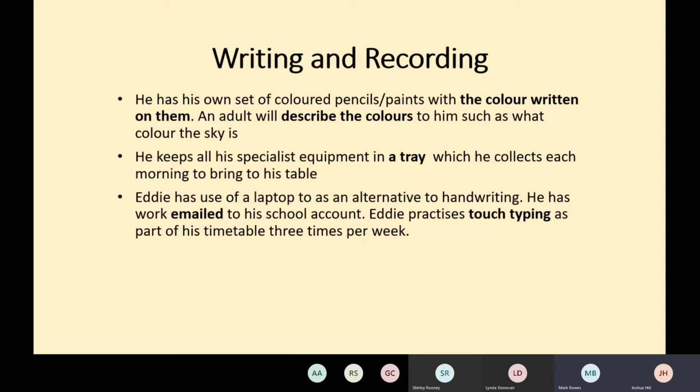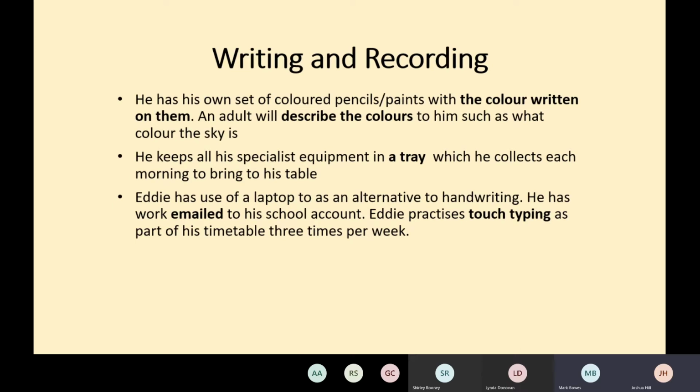So the coloured pencils and pens will have the actual colour written on them, but he will also potentially need things described for him. So if he was doing an art project and he was doing some observational drawing, then somebody might need to actually say to him what colours are appearing on them, so he can then match that to his drawing.